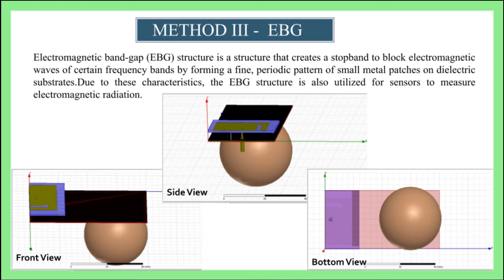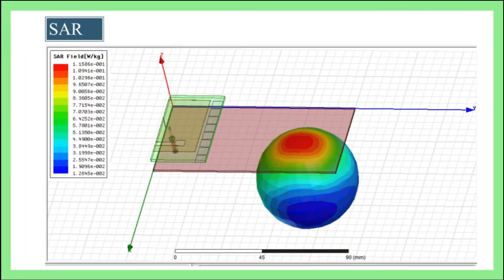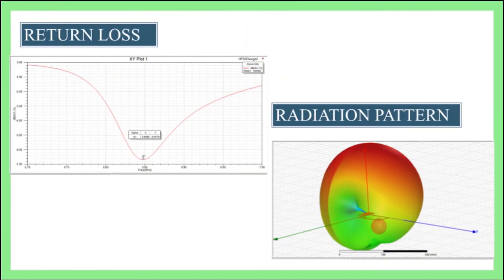In the bottom image, if you see, there are periodic square patches created on the bottom of the dielectric. They are 5.5 mm in dimension. Upon simulation, the SAR value comes out to be 0.1152 watts per kg and the return loss is minus 6.67 dB for 0.87 GHz. After looking at all of the 3 methods, let us now have a look at the final results of our project.